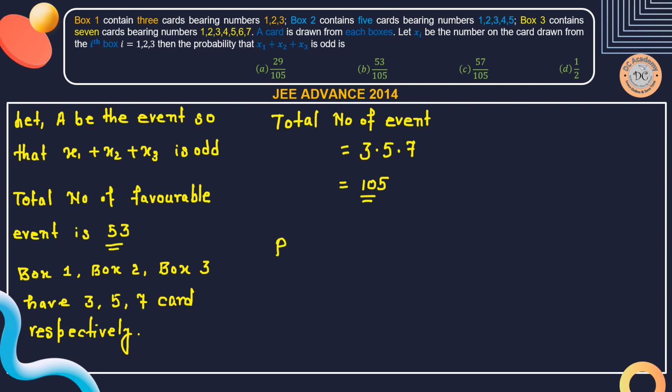Therefore, the probability of that particular event is the total number of favorable events, that is 53, divided by the total number of events, that is 105. We don't see any common factor between them, and so we get the answer. Therefore, for this particular problem, option B is the correct answer. And that's it. Hope you understood this advanced level problem.